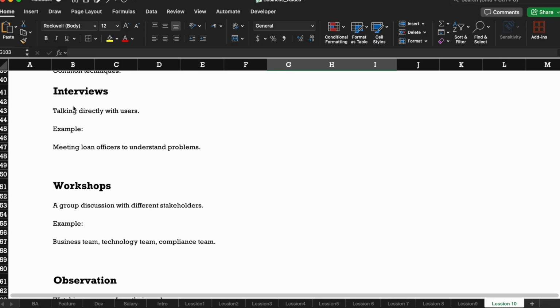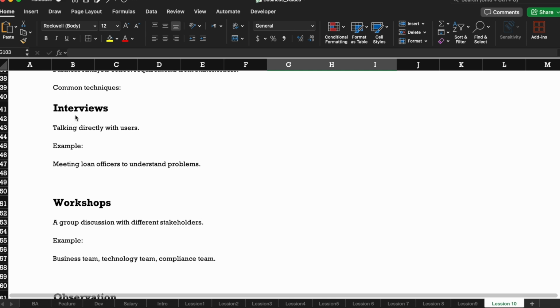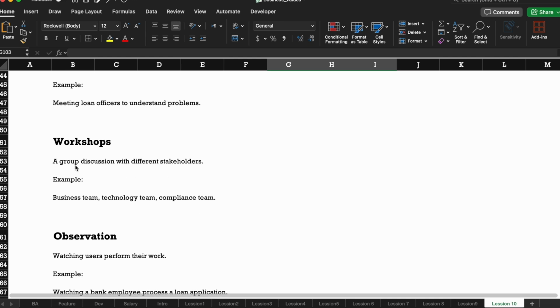Workshop, this is a very good method. I personally prefer this method. If you want to learn the current as-is process, work one day or half a day, or a couple of hours, because your eyes are very good, because someone is explaining, right? You can clearly see what they are doing and you can take notes. Then you can convert those into a business process. Workshops are group discussions with the different stakeholders.